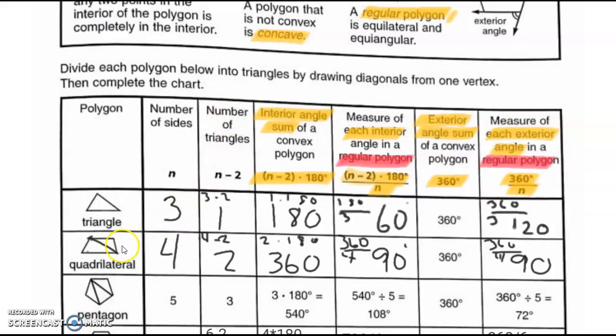The number of triangles: we are going to take a diagonal from one point and one point only and connect the non-adjacent vertices, which means the ones that are not next to it. And that creates triangles. So in our triangle, we only have 1 because 3 sides minus 2 is 1.